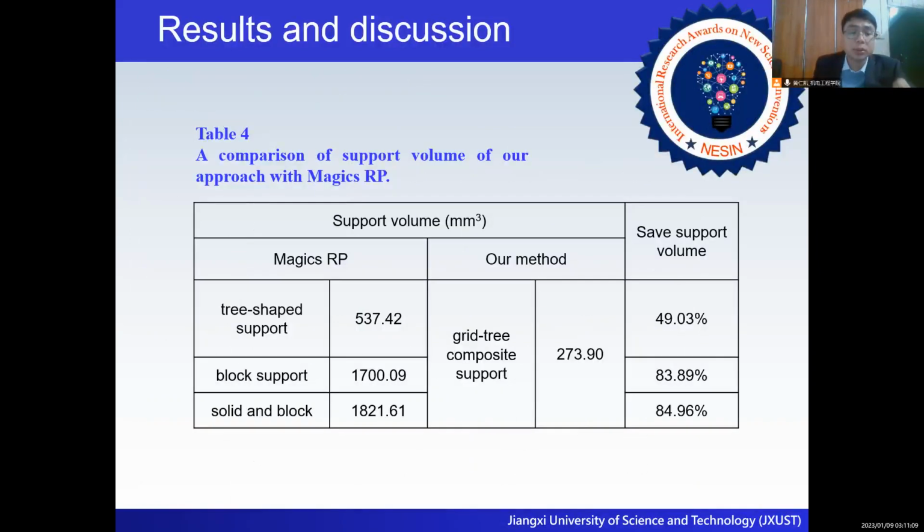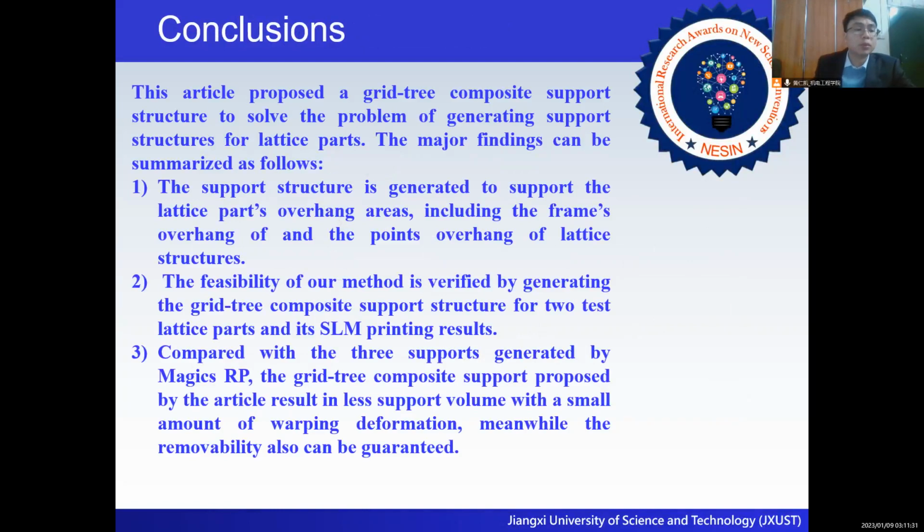Table 4 shows that the amount of support material our approach saves is about 72.63% on average. This article proposed a grid tree composite support structure to solve the problem of generating support structures for lattice parts. The major findings can be summarized as follows.